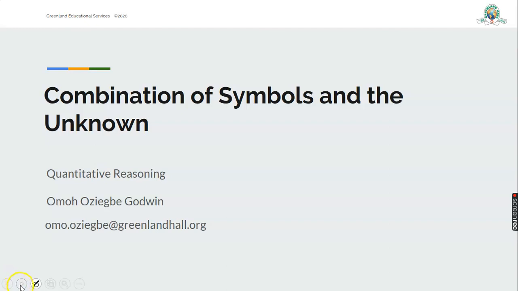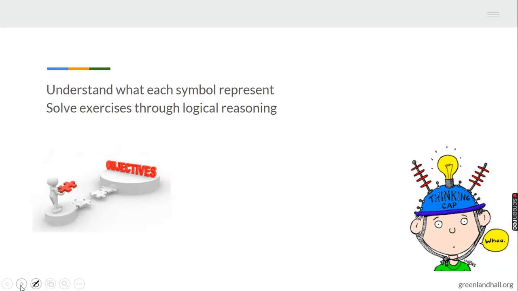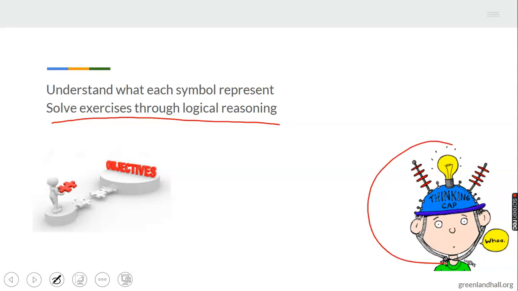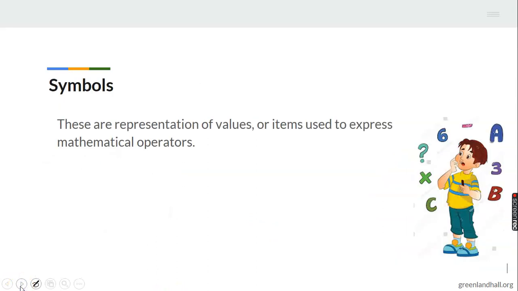So if you are ready to start the lesson, I guess you have to see and know the objective of our lesson today. Today, we'll be looking at how we can understand symbols and what they represent. Then also we'll be looking at how we can use logical reasoning to solve exercises. Remember, you're coming with your thinking cap. If you've done that, then we are good to go. So let's get started. Are you ready? I am ready.